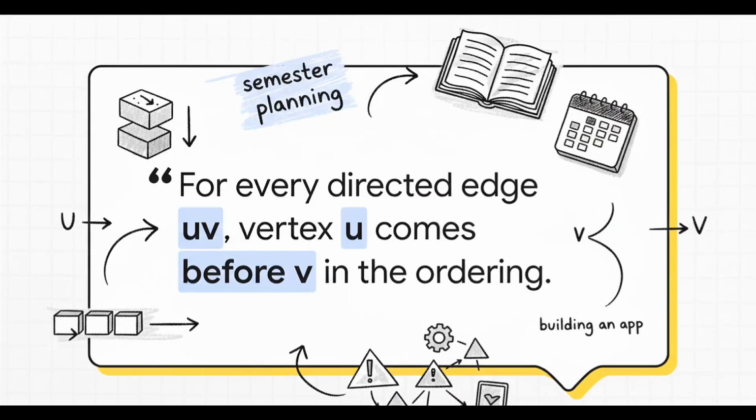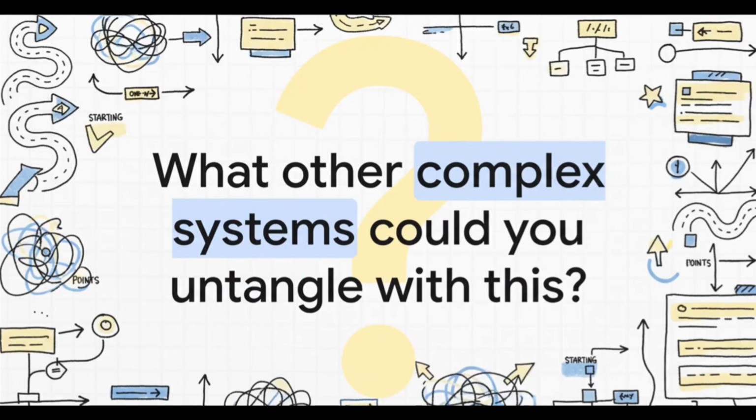Ultimately, it all comes back to this one simple, powerful rule. Whether you're using a queue or a stack, whether you're planning a semester or building an app, the goal is always to respect the dependencies. You just have to make sure that for every task U that must come before V, well, it does. So the next time you're facing a tangled mess of tasks, try thinking about it like a graph. Find the one-way streets, identify your starting points, and I bet you'll find your path.